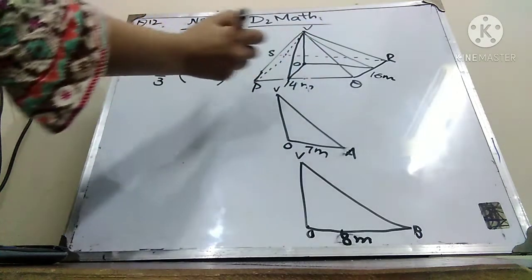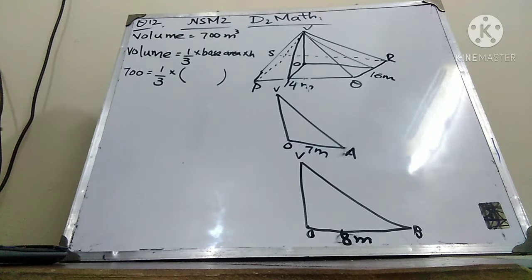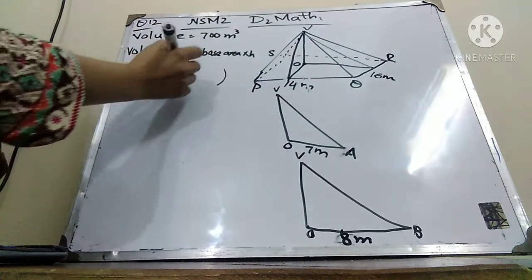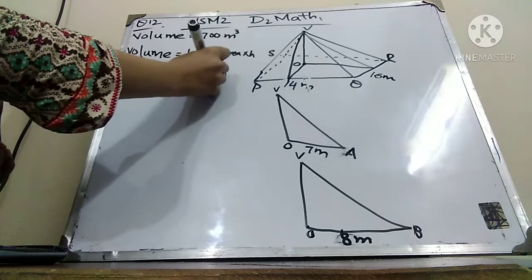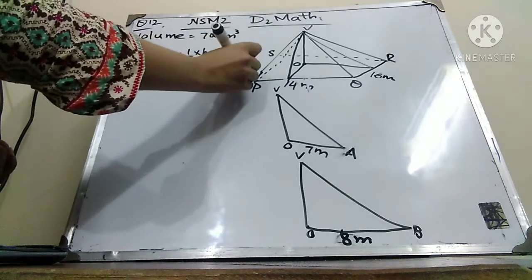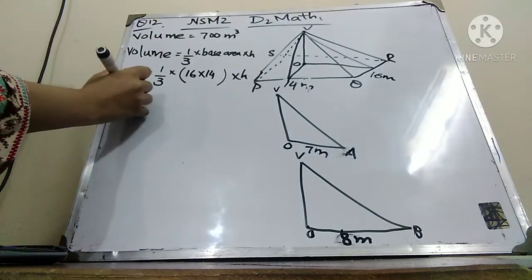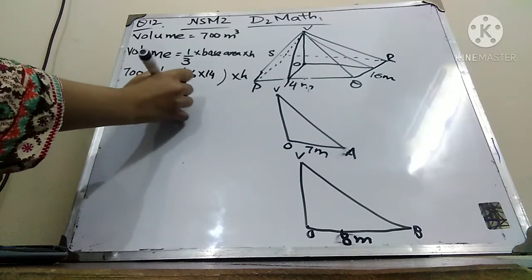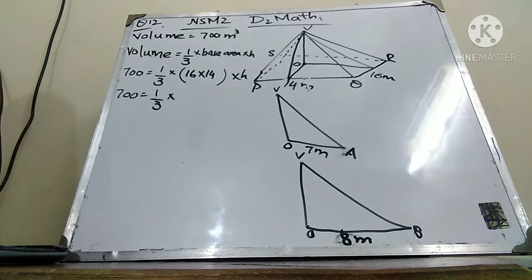Length is 16 and 14 is width. Always remember, students, length is always greater than breadth. Length multiplied by breadth. So the length is 16 and the breadth is 14. So 16 multiplied by 14 and multiplied by height, which we have to find out. Now multiply this 16 with 14. So what will we get?